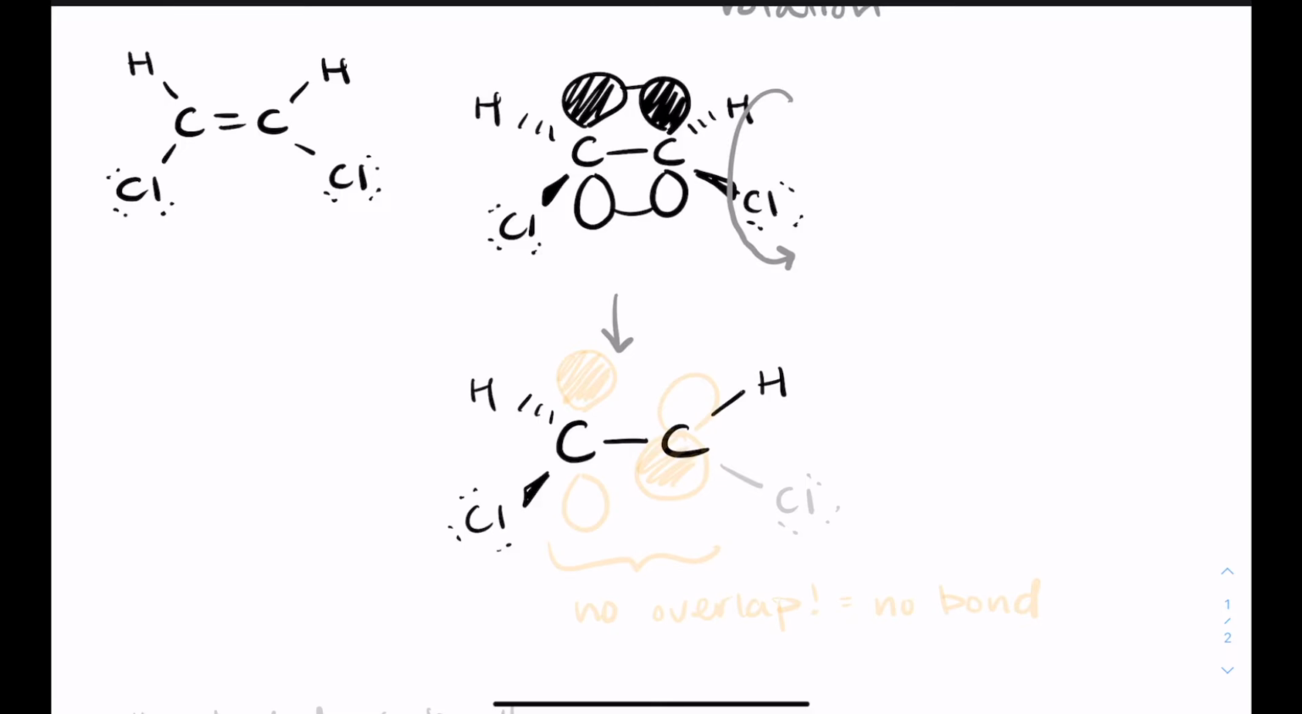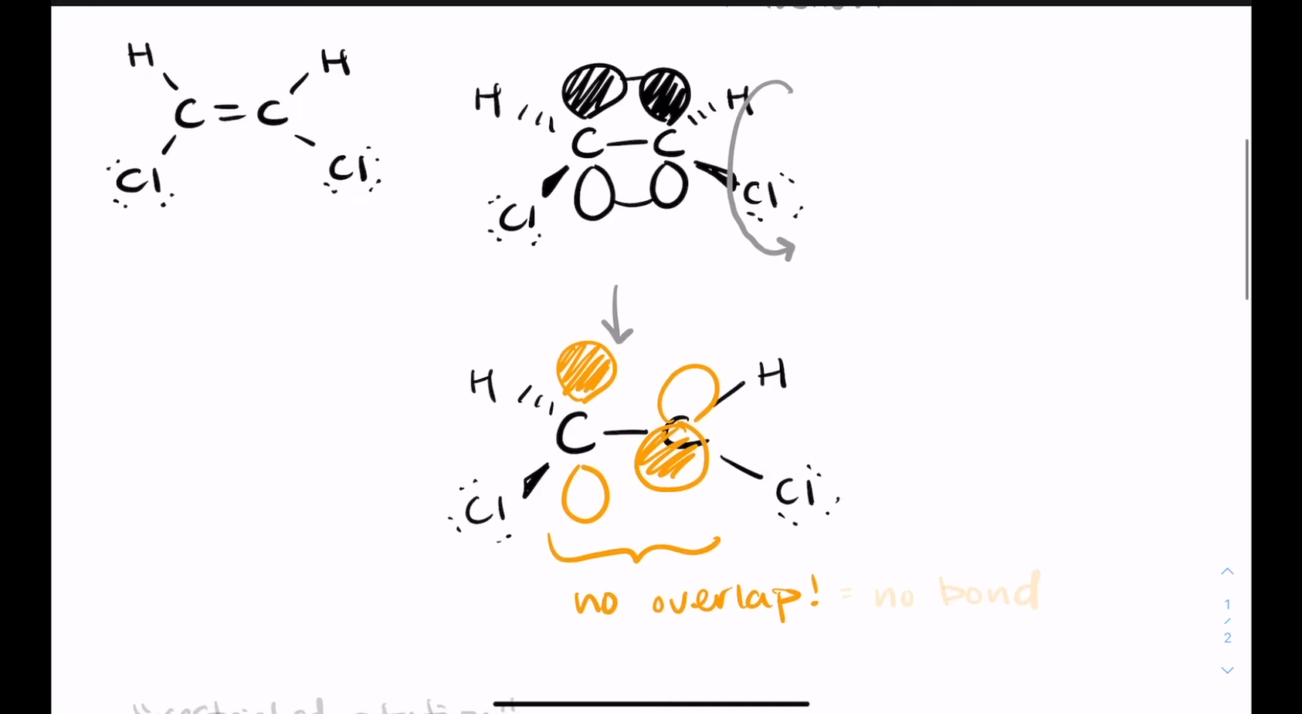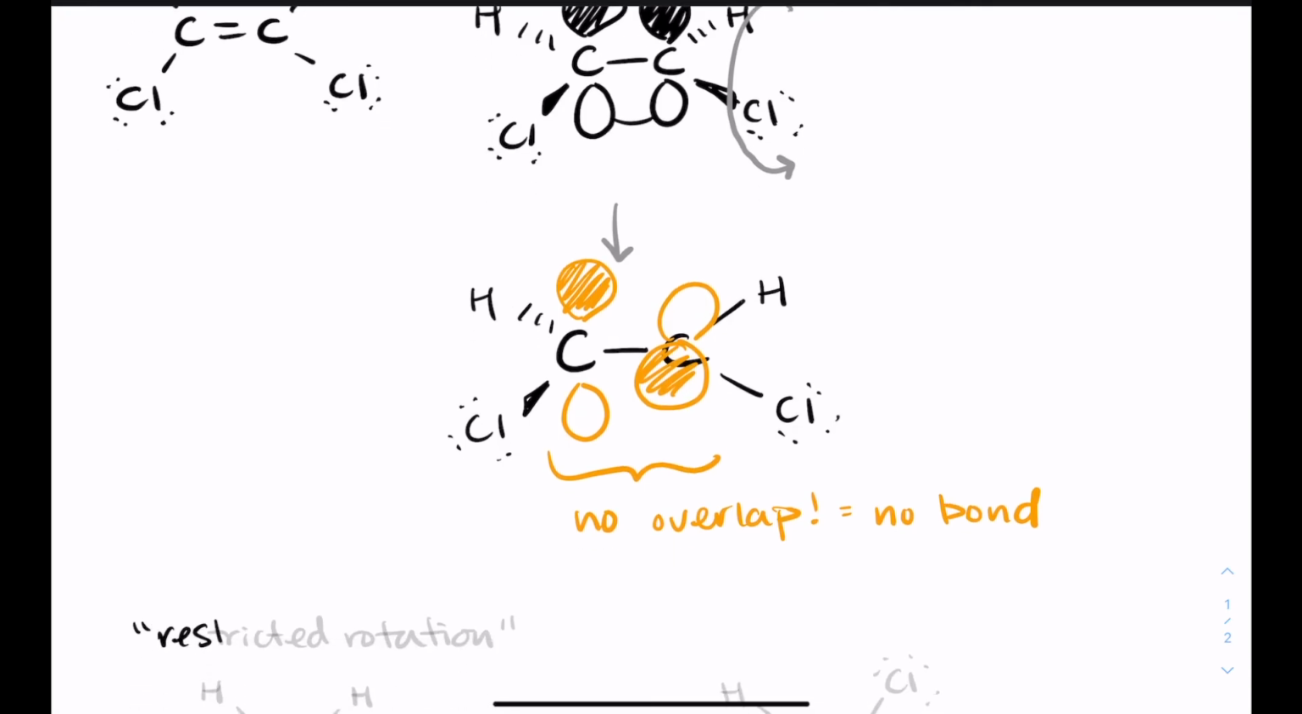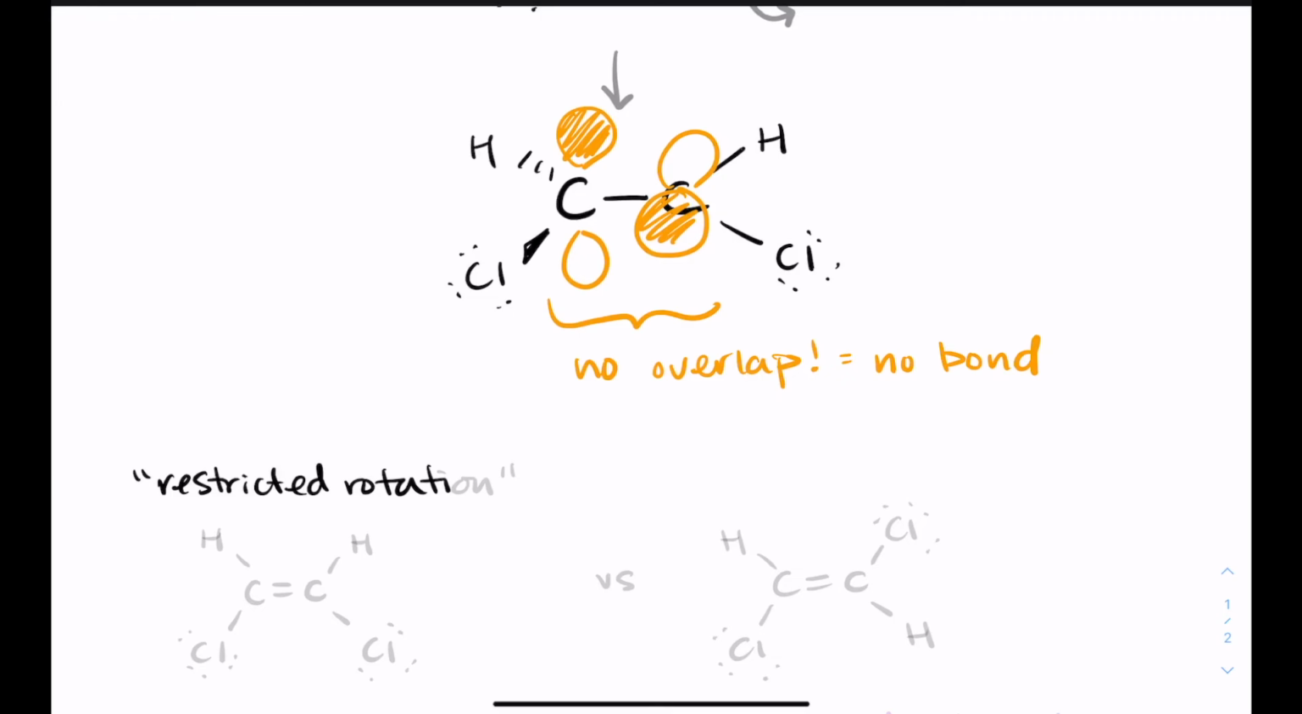If I were to hold the carbon on the left still and rotate around the carbon on the right, this would break my pi bond. So I've got this picture drawn. If I were to do this rotation, if I just rotate 90 degrees, so my p orbital on the left is still in the plane of the paper, my p orbital on the right would get rotated and come out of the paper and go back. There's no overlap. And if there's no overlap, then there's no bond. So this result is called restricted rotation.